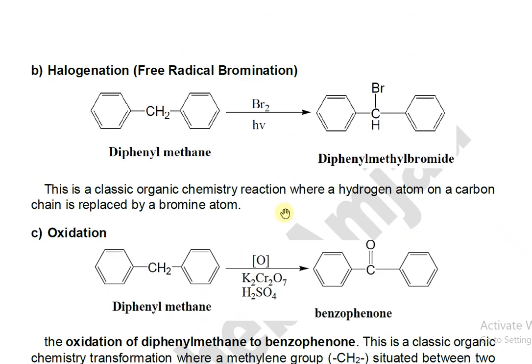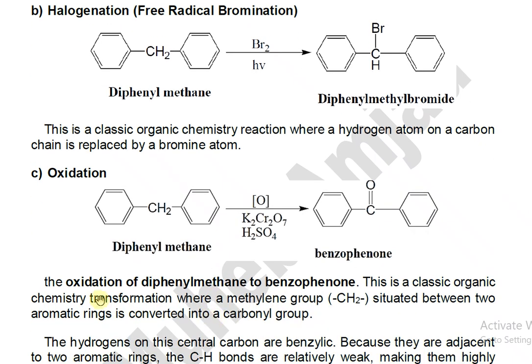Okay. So the second reaction here is the oxidation, which is the reverse of the reduction. In reduction, the carbonyl is converted to the CH2 group. Here, in the reverse, oxidation, the aliphatic CH2 group is converted to the carbonyl group to prepare benzophenone again, by using an oxidizing agent like K2Cr2O7, H2SO4. This is the oxidation reagent. So this is the oxidation of diphenylmethane to benzophenone.